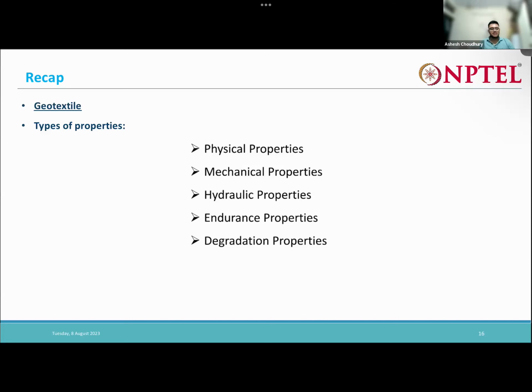Then you have the endurance properties. Endurance property means, say, repeated loading, or in the field there will be some wear and installation damage, like boulders being placed over the material. That is related to endurance. The last one is the degradation property. Degradation property means that as time passes, the geotextile is exposed to weather, sunlight, many things, abrasion. Due to that, there is degradation in the geotextile. So that is the degradation.